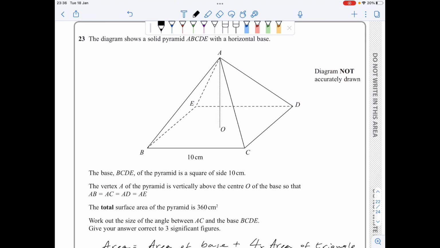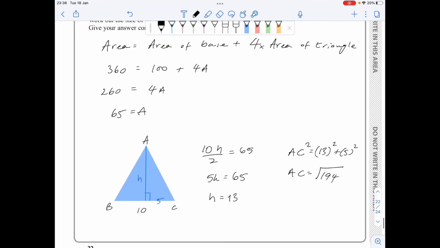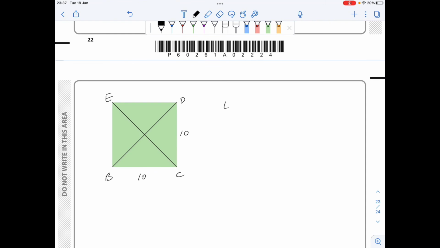Now that I have found AC, I will proceed and work with the square base in order to find OC. Here is the base, which I will extract. Now using Pythagoras, EC squared is equal to 10 squared plus 10 squared. So EC is equal to the square root of 200, or if I simplify, 10 root 2. Now OC is half of EC, which will give me 5 root 2.